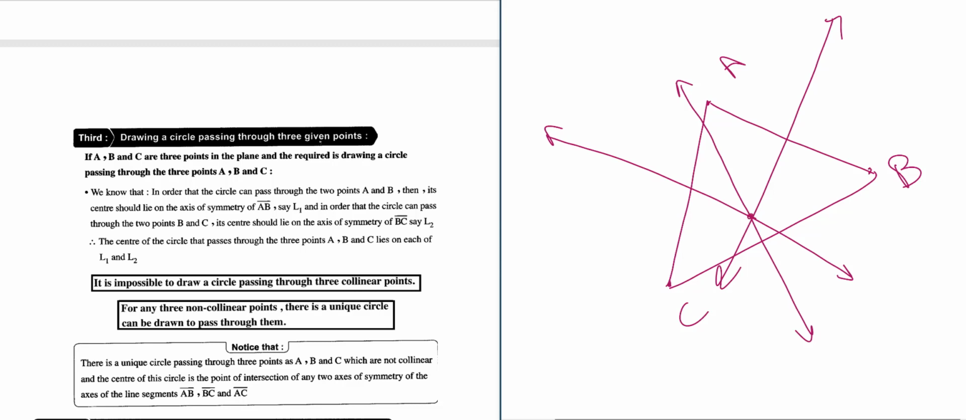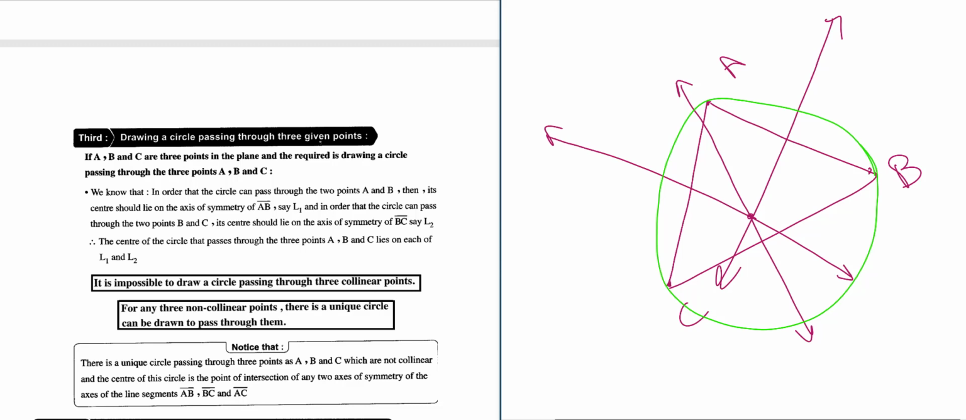This point is the center of a circle passing through all of the 3 points, like this circle. Then, in this case, we can draw only one circle passing through the 3 points, not collinear. But if the 3 points are collinear, we can't draw any circle. Here, this circle is called the circumcircle of the triangle. It means the outer circle of the triangle. Then, it is impossible to draw a circle passing through 3 collinear points.